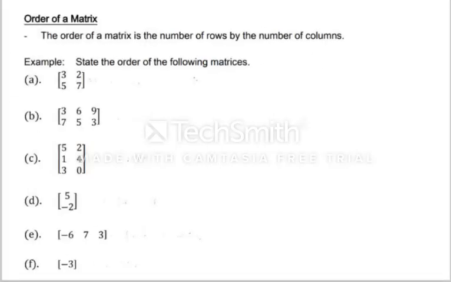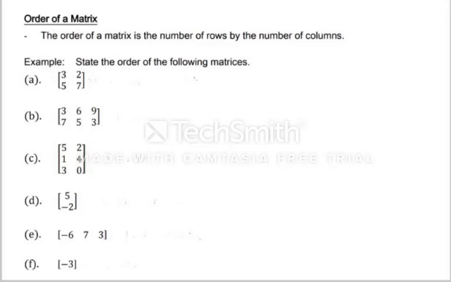All right, the order of a matrix. The order of a matrix is the number of rows by the number of columns.